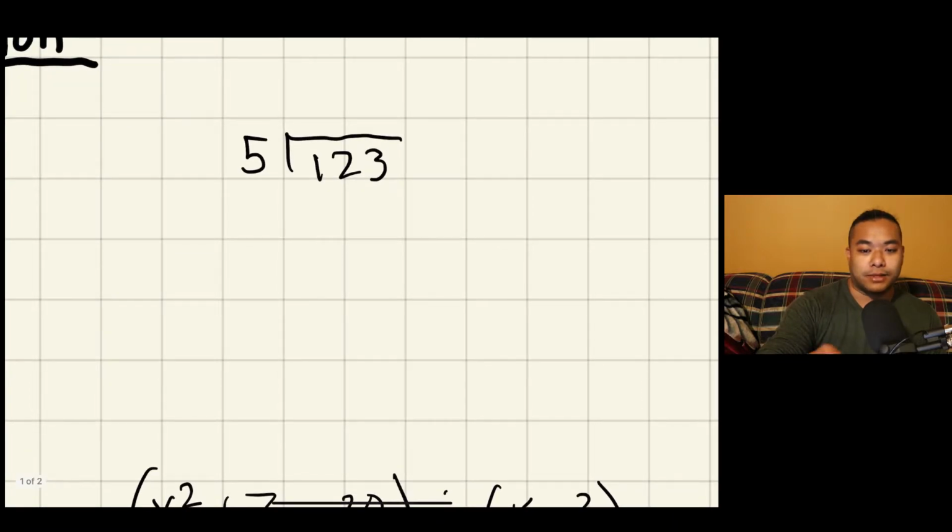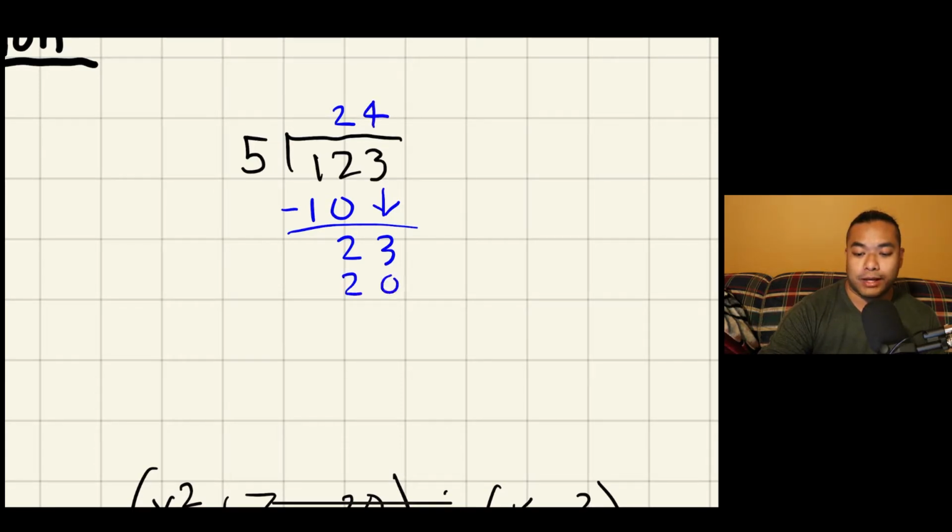How many times does 5 go into 1? Well, it doesn't. So we move on. How many times does 5 go into 12? It goes 2 times. 5 times 2 is 10. So that's going to subtract these. 12 minus 10 is 2. Bring down the 3. How many times does 5 go into 23? It only goes 4 times, but 4 times 5 is 20. If I subtract these, I have 3.